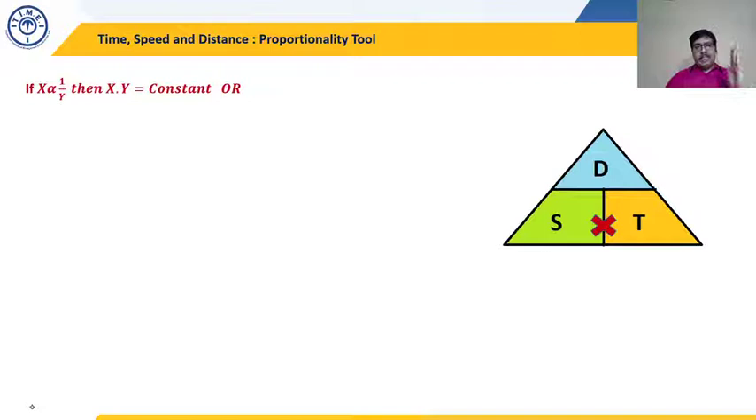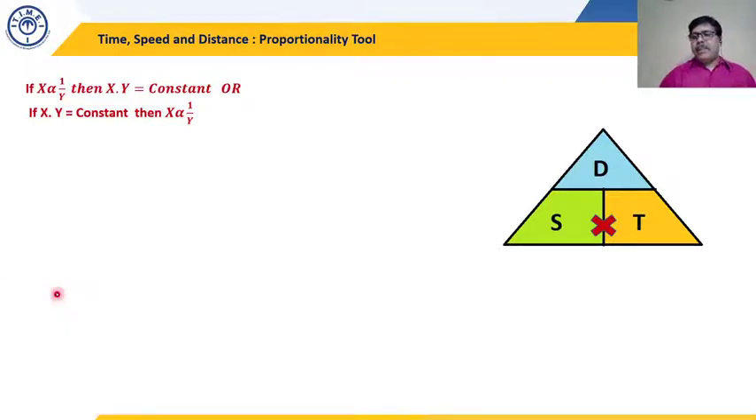If x increases, then y decreases in the same proportion. If x becomes 3 by 2 times, then y becomes 2 by 3 times. If x becomes 5 by 4 times, then y becomes 4 by 5 times. So if x increases, then y decreases, or vice versa. If x decreases, then y increases. So if x is inversely proportional to y, then x into y is constant. Or the other way around, if x into y is constant, then x is inversely proportional to y. Right?